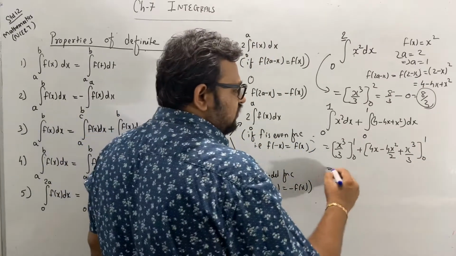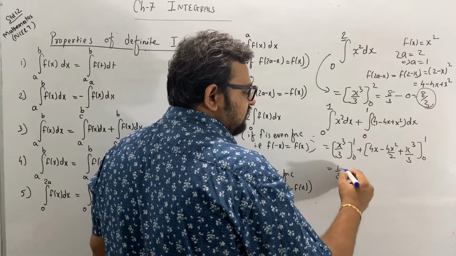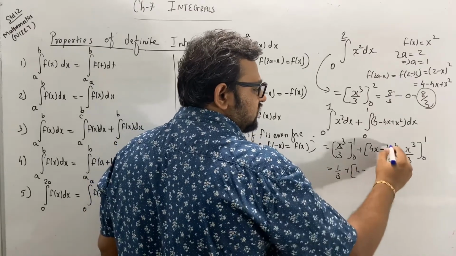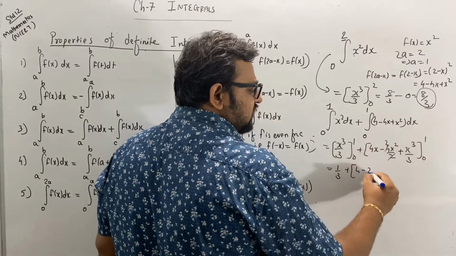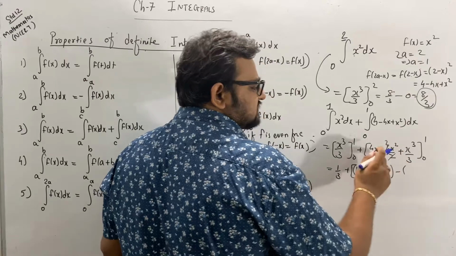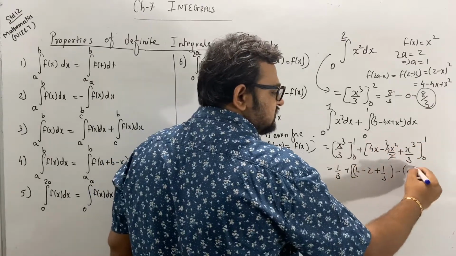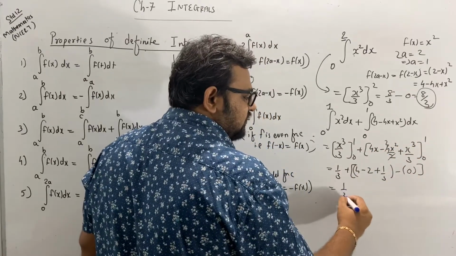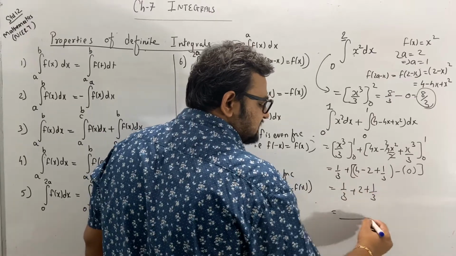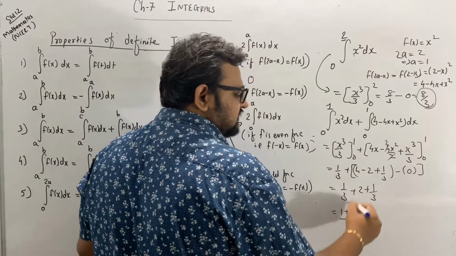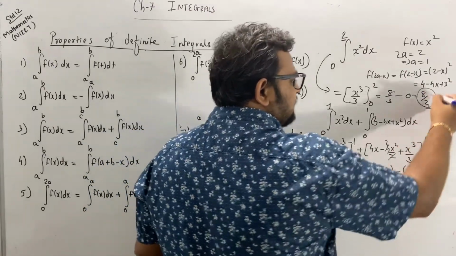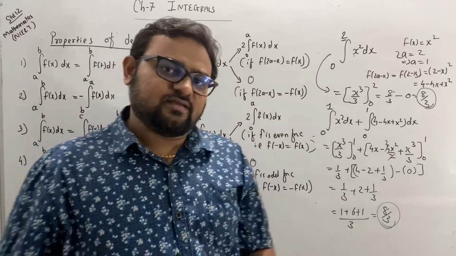Now let's put the value 1: 1 cube by 3, 1 by 3. First putting the value of 4x square by 2: 2 ones are 2. So 2 into 1 square, 2, plus 1 by 3 minus 0, it's 0. So 1 by 3, 4 minus 2, 2 plus 1 by 3. LCM is 3, 1 plus 6 is 7, plus 1. Again, it's 8 by 3.